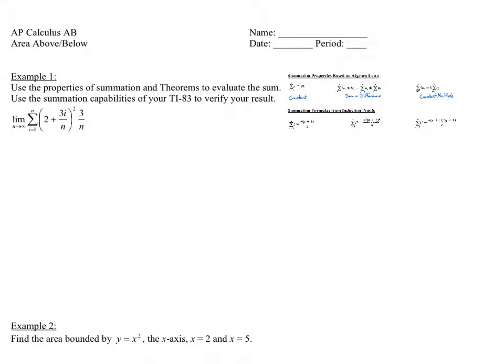Okay, so now that we've done some sigma notation, we've worked with that a little bit, I want to actually use it and combine the idea of a limit to find this sum here. The limit as n approaches infinity of the sum from i equals 1 to n of (2 plus 3i over n) squared times 3 over n.